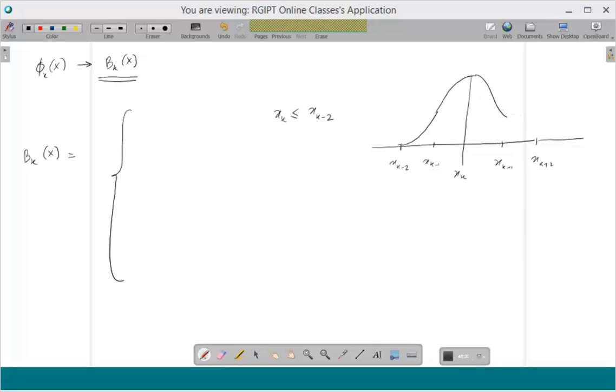That is my dkx. dkx is of course 0 when xk is less than xk minus 2. That is beyond this point. That would be my first case. That means beyond this point, this is always 0. And similarly, when xk is larger than xk plus 2, that is 0.